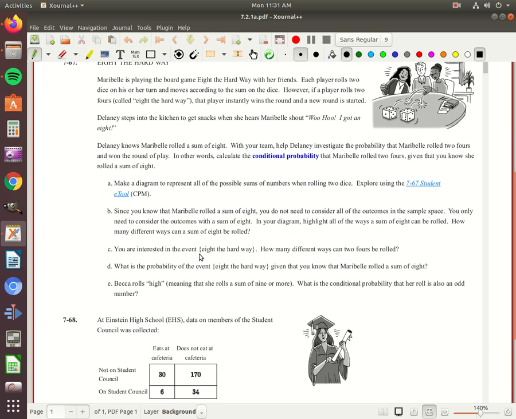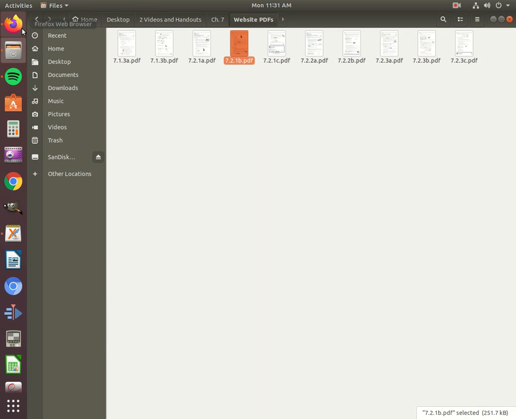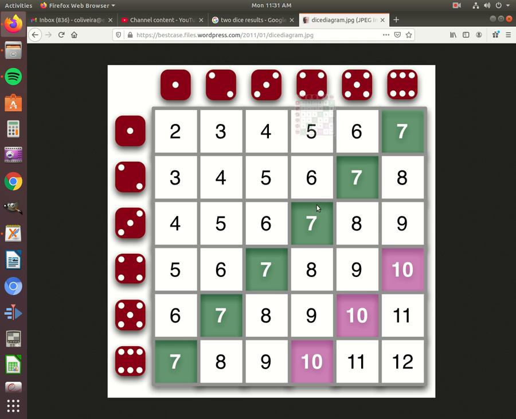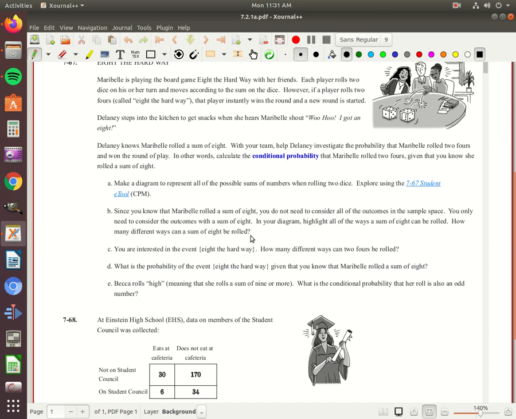You're interested in the event Ate the Hard Way. How many different ways can 2 fours be rolled? Well, it looks like there's only one way right there that you can roll 2 fours, right? So, if there are 5 ways of rolling an 8 and 1 way of rolling a hard 4, the conditional probability must be 1 in 5.